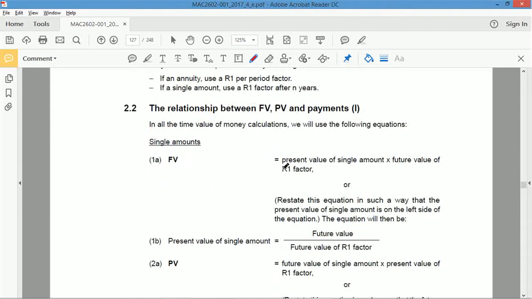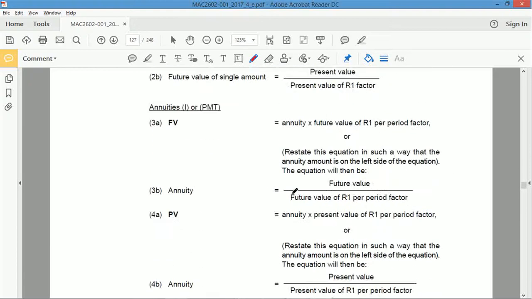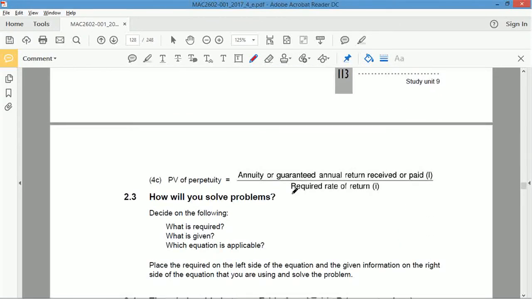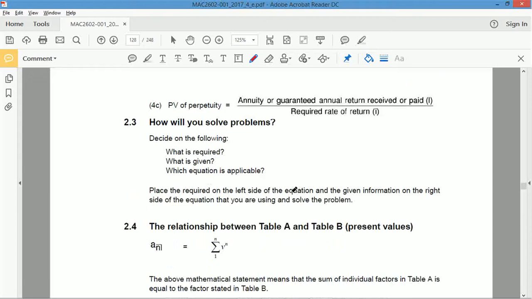Which time factor? Okay, we don't need that. The relationship, we've discussed this already: FV, PV, and payments. We know what the difference is. We know an annuity is a sequence of regular payments. How will you solve these problems? Okay, so there they've given you notation. When you see this notation, you've actually seen this in DSC. I don't know if you can remember that far back.